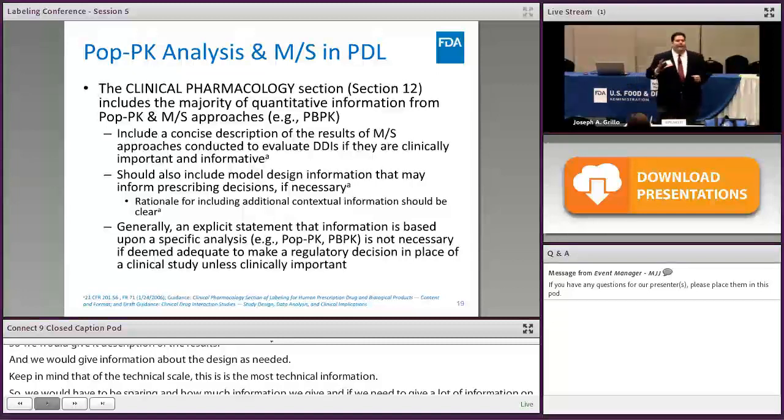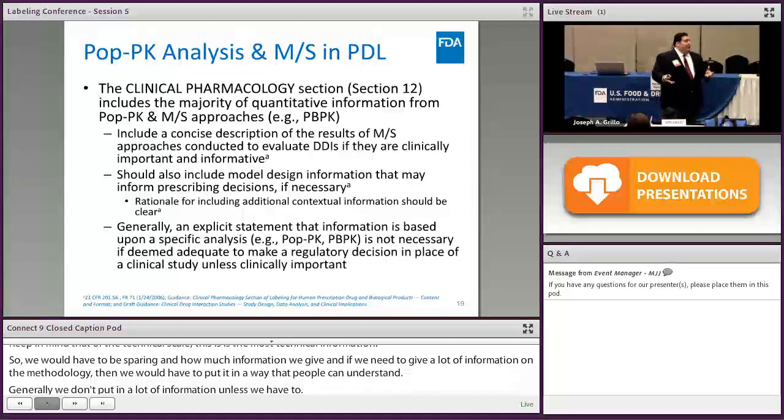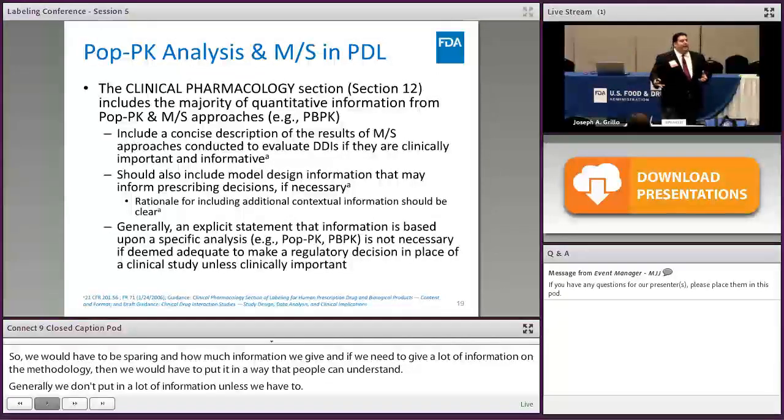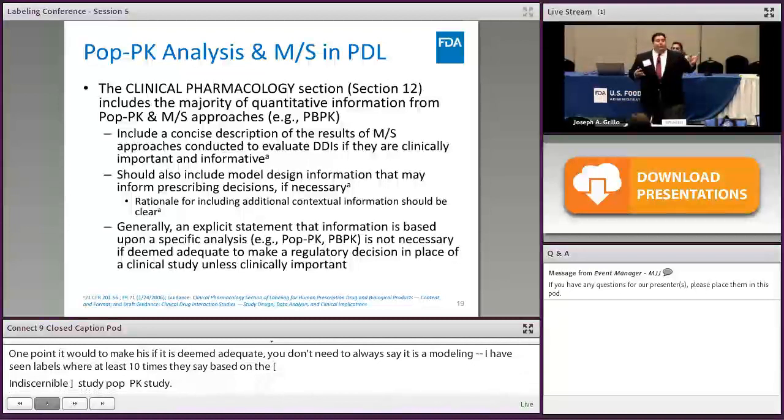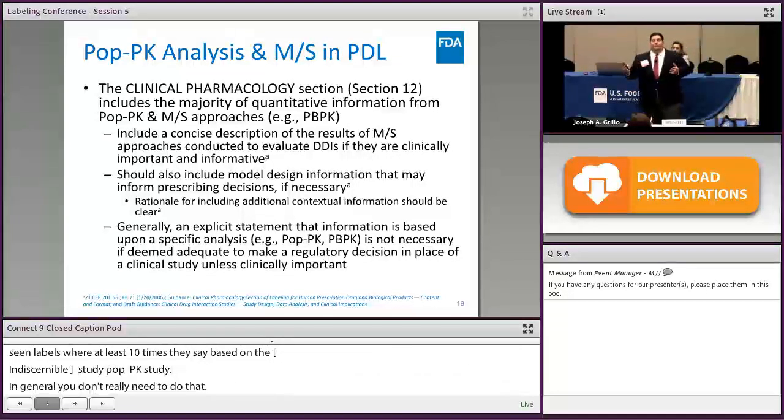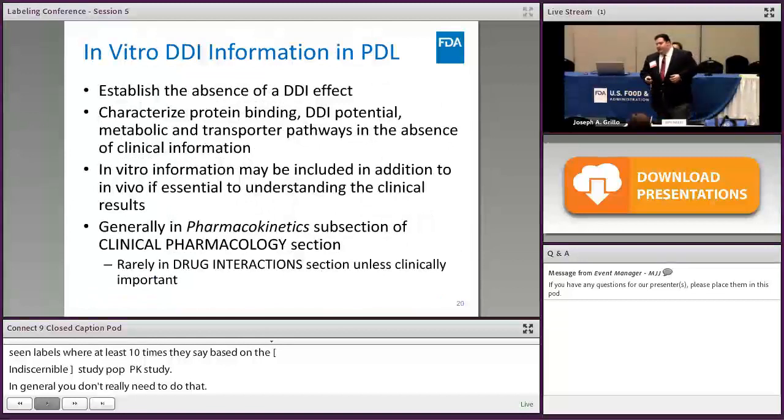One point I want to make is, if it's deemed adequate, you don't need to always say it's a modeling study, or always say it's a POP-PK. I've seen labels where at least 10 times in the clinical pharmacology section, they say, based on a POP-PK study, this was done. Based on a POP-PK study, that was done. So all the way down. So in general, you don't really need to do that. If you feel compelled to do that and you have most of your data as POP-PK, then just do one line at the top saying the following information is based on a POP-PK model unless otherwise specified. So that way we're not constantly repeating that extraneous information, because you don't need to.